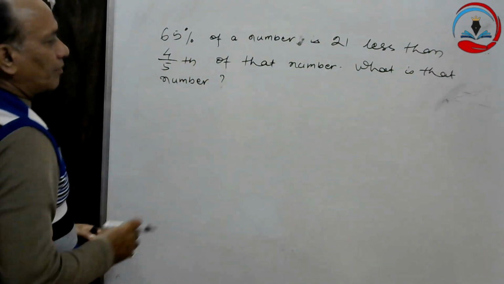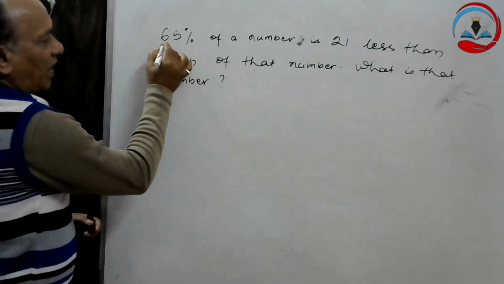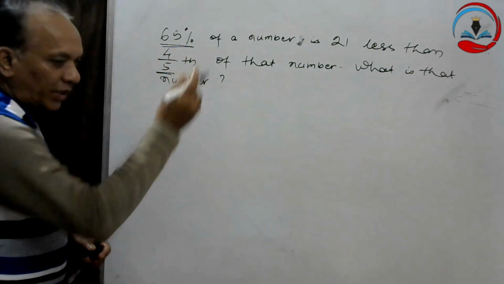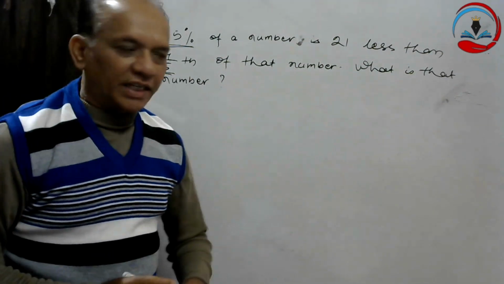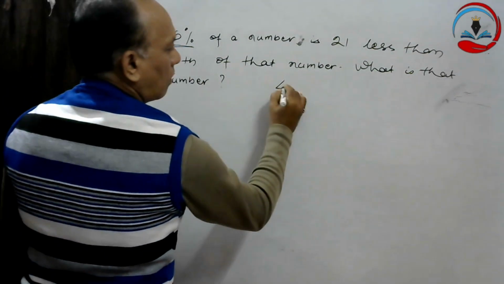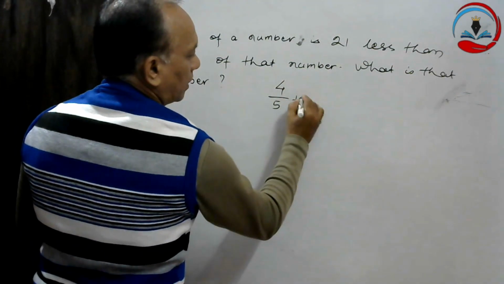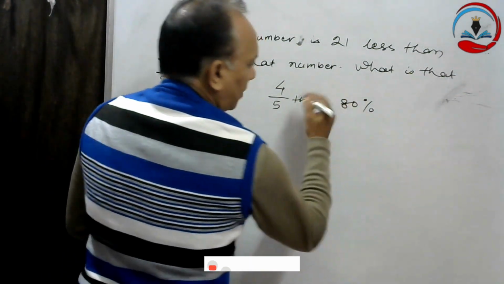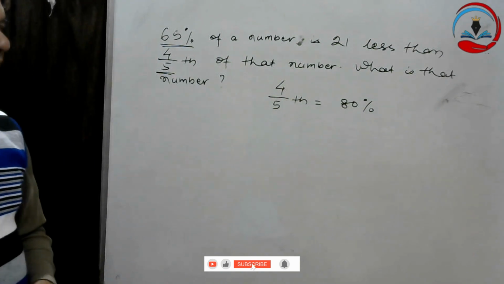So friends, 65% is in percentage form and this is in fractional form. We can convert the fractional form into percentage form. So 4/5 is equal to 80%. 8 by 10, so it is 80%.